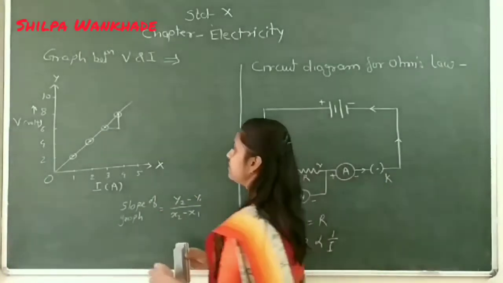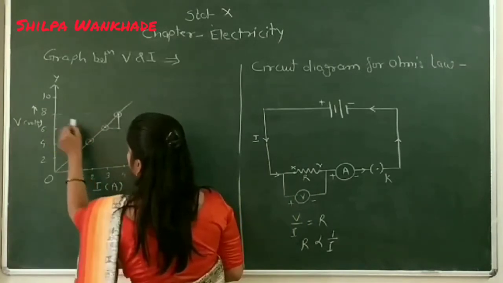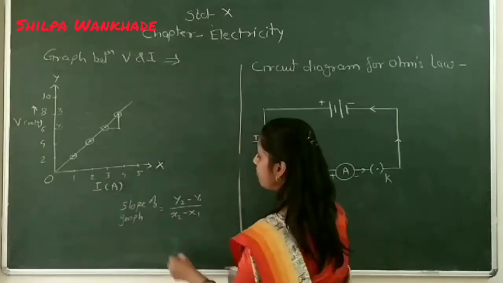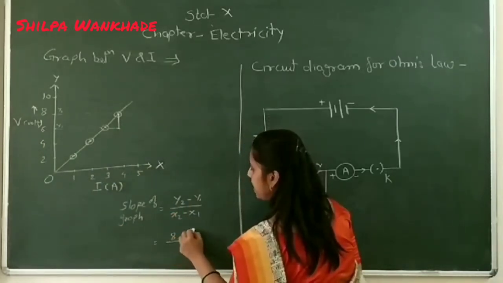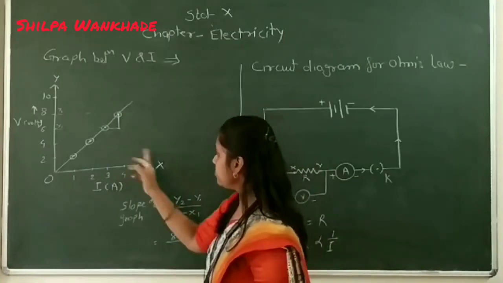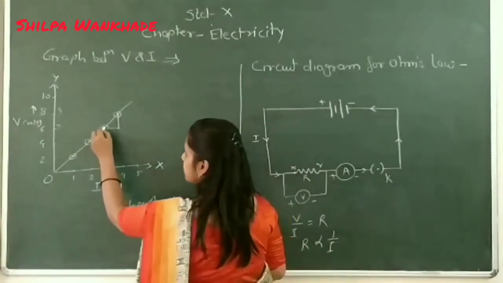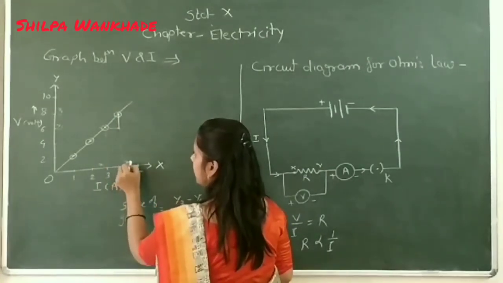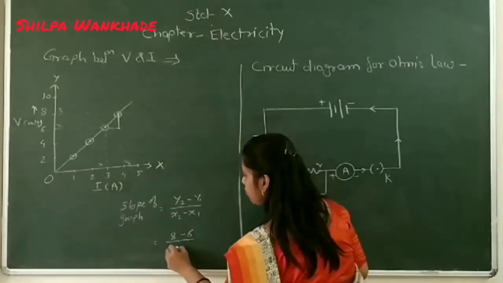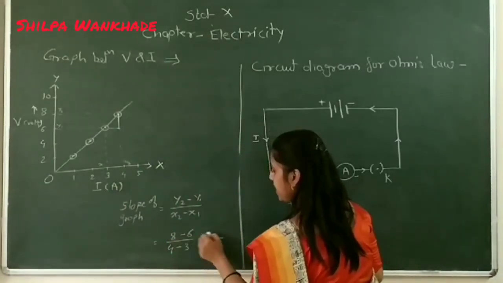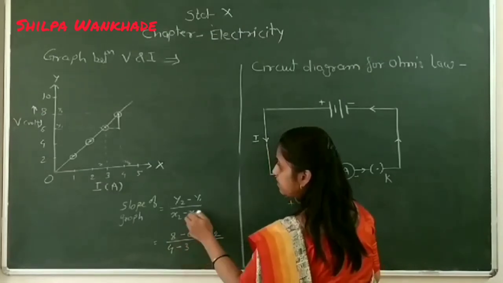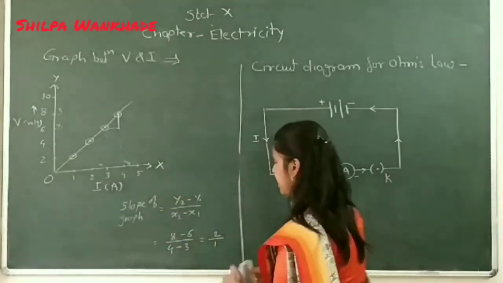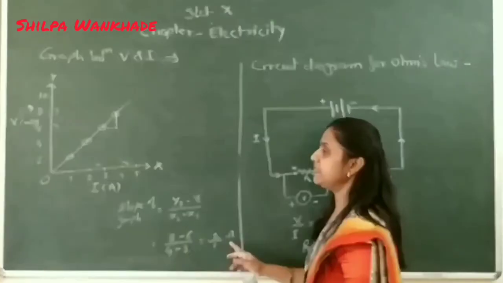So what is y2? This is y2 and this is y1, because these are the values on the y-axis. So y2 minus y1 is 8 minus 6. And x2 minus x1 are the values on the x-axis. So this is x1 and this is x2, and x2 minus x1 is 4 minus 3. Therefore 8 minus 6 is 2, and 4 minus 3 is 1. Along the y-axis there is voltage, along the x-axis there is current, and therefore we get the value of resistance, that is 2 ohm.